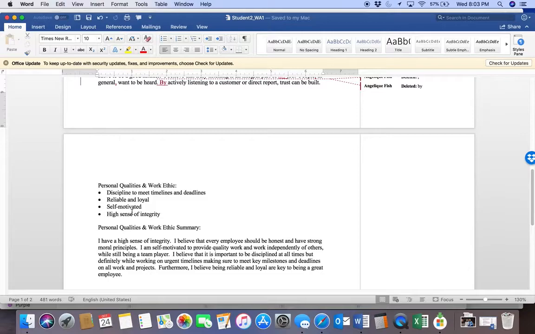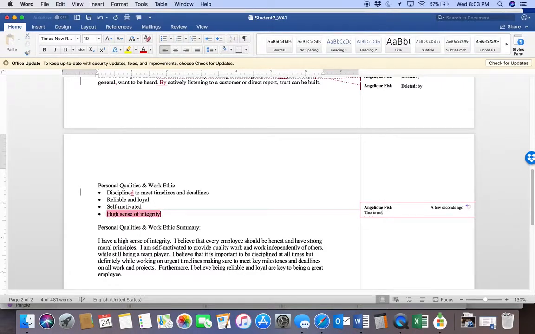Okay, last one. Discipline to meet timelines and deadlines. Timelines and deadlines, kind of the same, but okay. Reliable and loyal. Self-motivated. High sense of integrity. So self-motivated, adjective. Reliable and loyal, adjective. Discipline is actually a noun, but we could change it to disciplined, which makes it an adjective. Disciplined to meet timelines and deadlines. And then this one here, this is not in parallel format with the others, right?